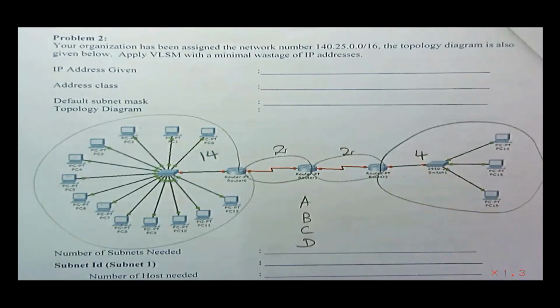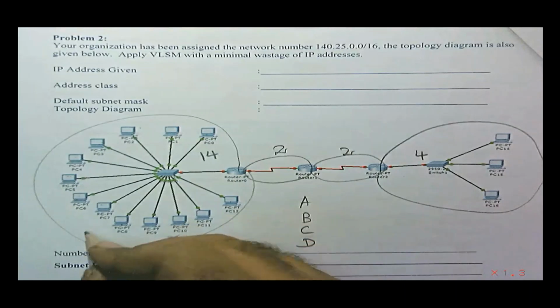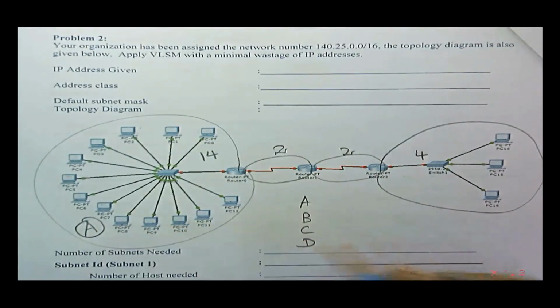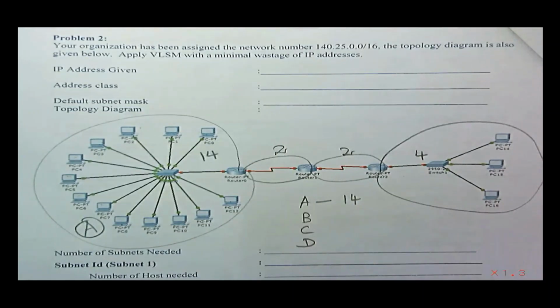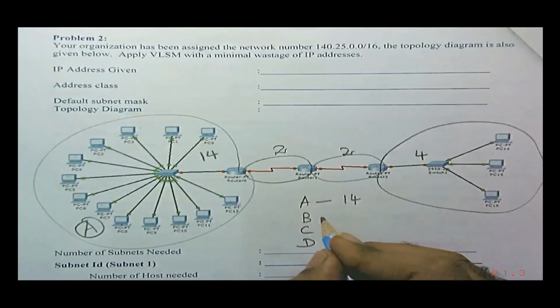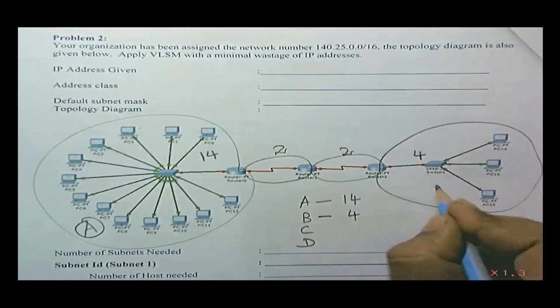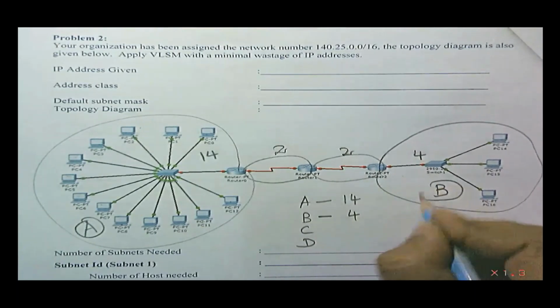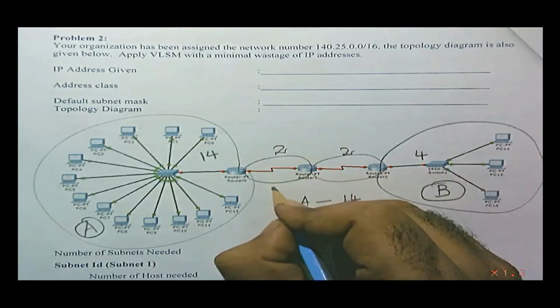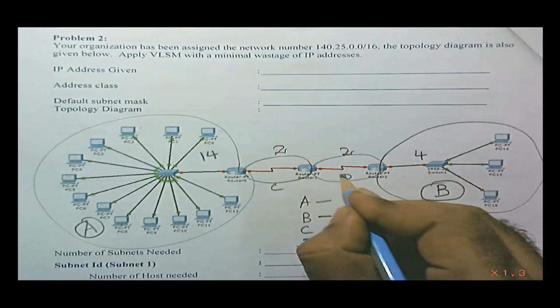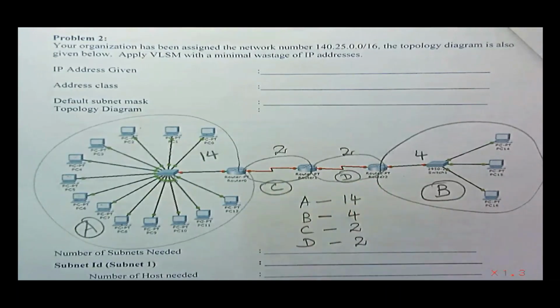Now I'm going to arrange it in descending order. For subnet A, I'm going to call it A, we have 14 valid hosts. Then for B we need 4. So this is B. Then for C and D it is going to be 2. So this is going to be C and this is D. So this is what we are going to have now.